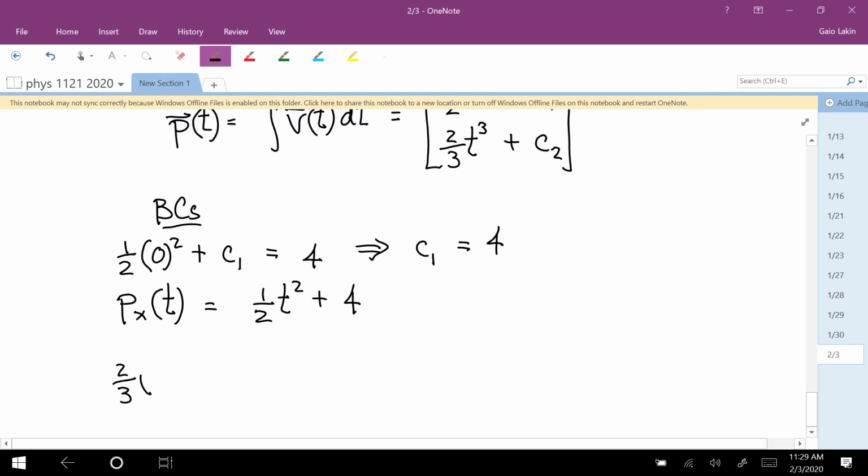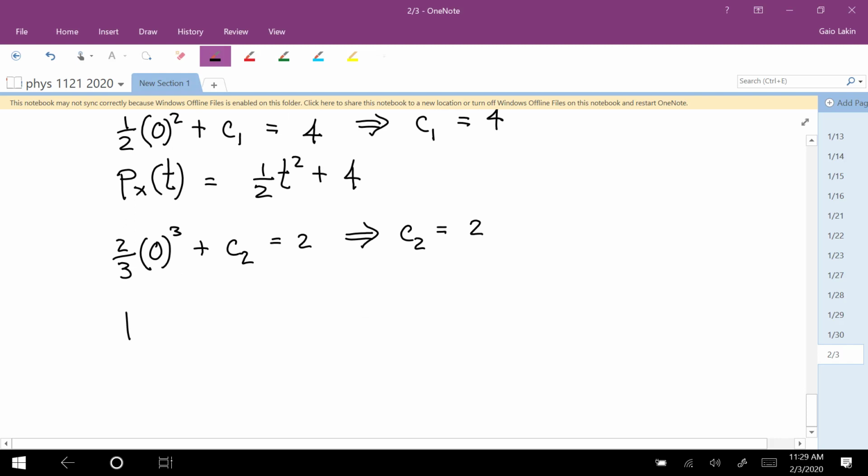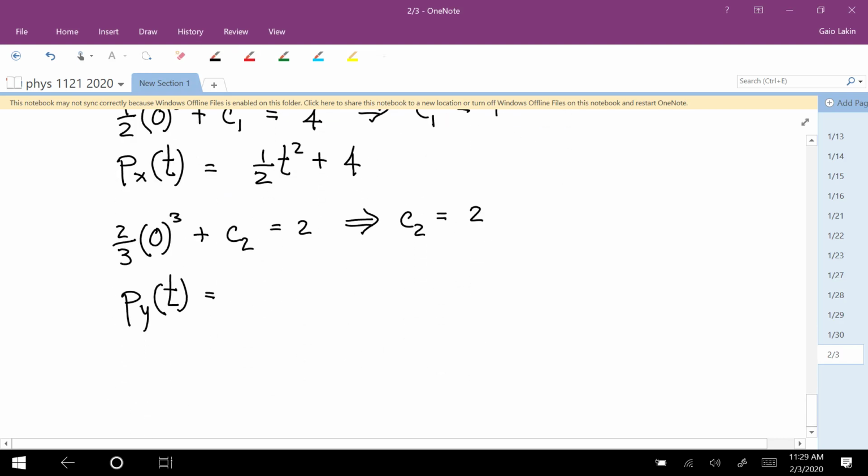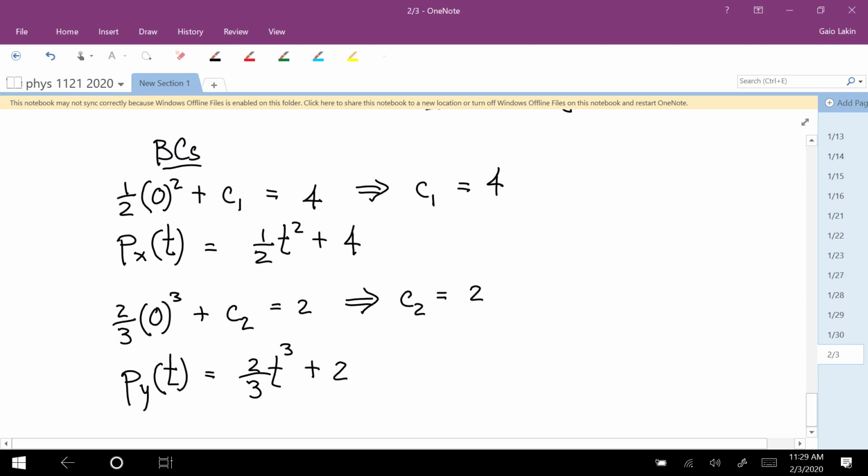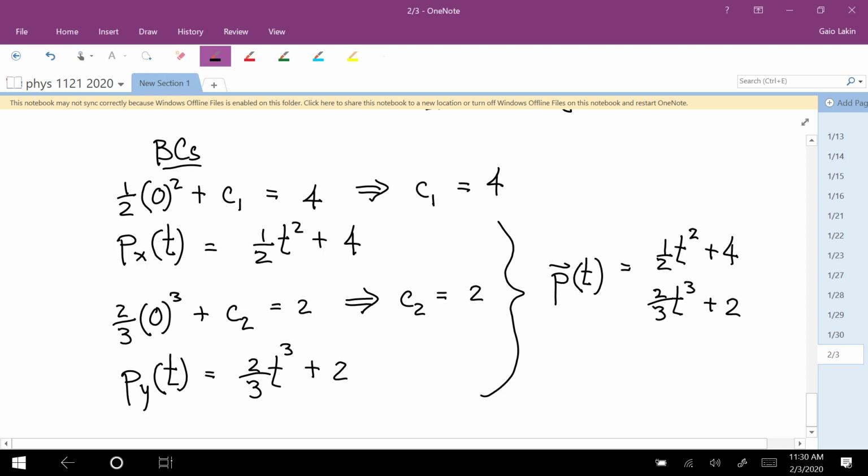So 2/3 of 0 cubed plus c2 is equal to 2. And so c2 is equal to 2. And so py as a function of time is 2/3 t cubed plus 2. And so if you put these two together, you get that the position vector as a function of time has px as an x component, 1/2 t squared plus 4, and py as a y component, 2/3 t cubed plus 2.